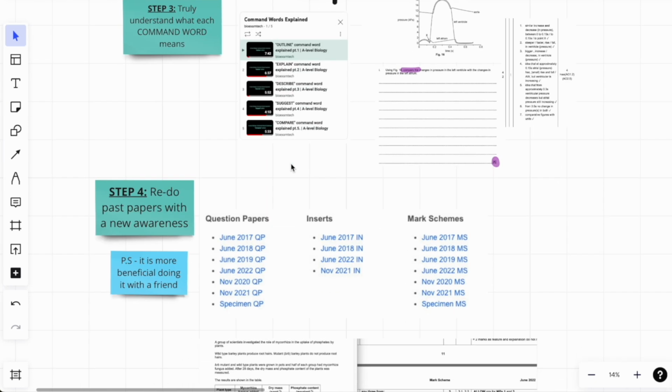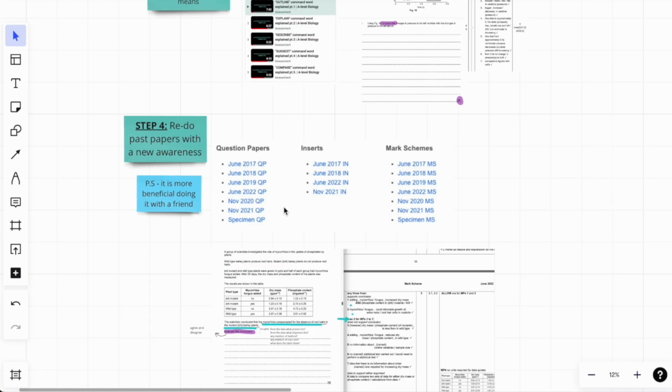And the last step is redo your past papers. With 1 month left, you should have already done all the past papers. Now, the reason why this is step 4, and I say redo them, is because you're going to redo them with a new awareness. Having done steps 1, 2, and 3, you've learned about marking specific phrases, you've learned about command words, you've learned about exam techniques and how to approach different questions. Now is joining everything that you've learned together and doing the past papers again.